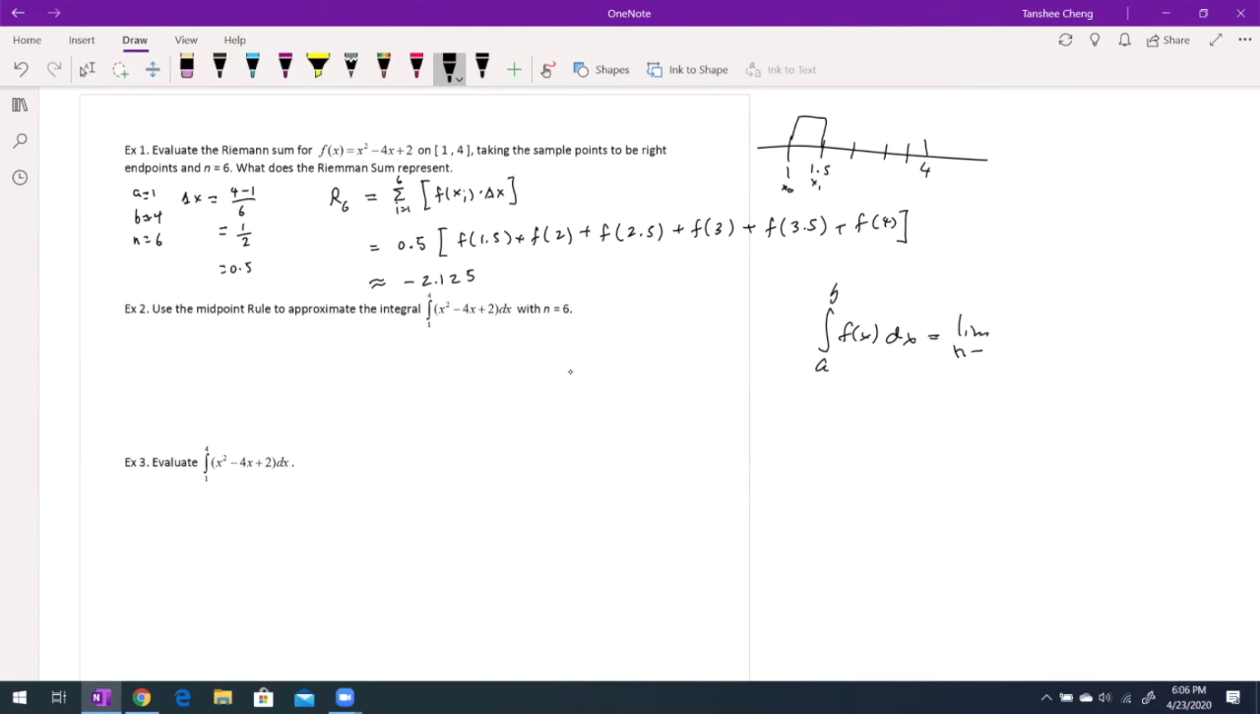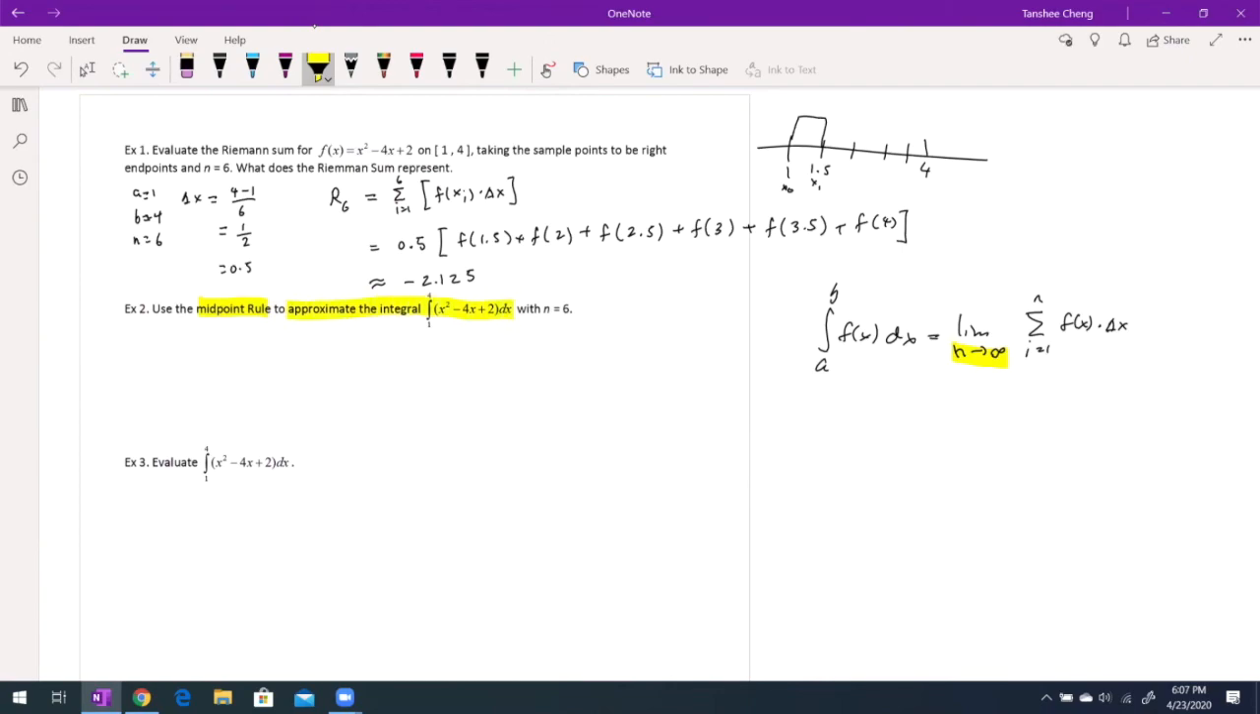Limit as n approaches infinity of the summation from i equals 1 to n of f of x times delta x. See, this portion right here, n approaches infinity, the definite integral will give us almost the exact net area of this particular function in a certain interval. Right now, this problem is asking you to use the midpoint rule to approximate this integral.